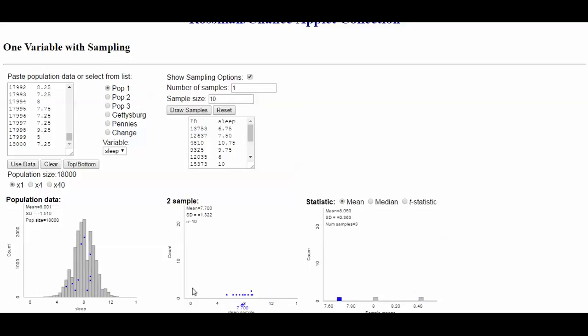Also, when you go and click on another sample, it actually shows you the 10 people that were in that sample. So these were the 10 people from sample 1, these were the 10 people in sample 2, and these were the 10 people in sample 3. And if you click on this sample mean down here, you can see that these 10 people are a little bit lower. They're getting a little bit less sleep. And you can see that these 10 people over here are kind of getting more sleep, especially because of this person up here. That's why these 10 people had the lower mean, and these 10 people had the higher mean.